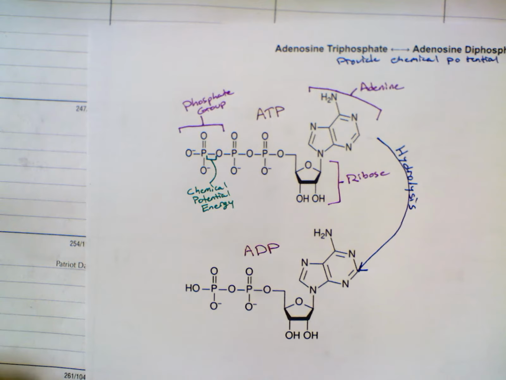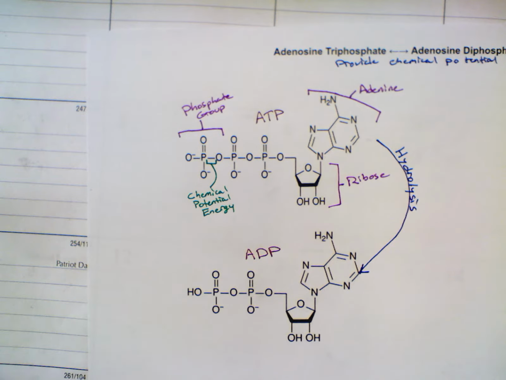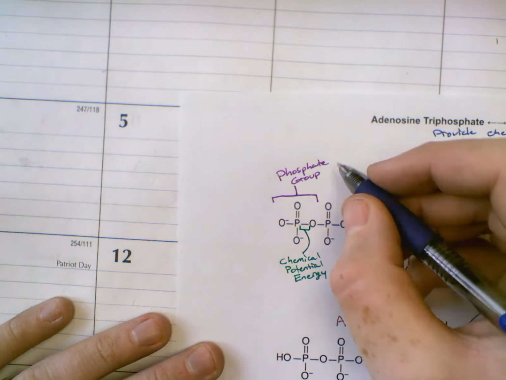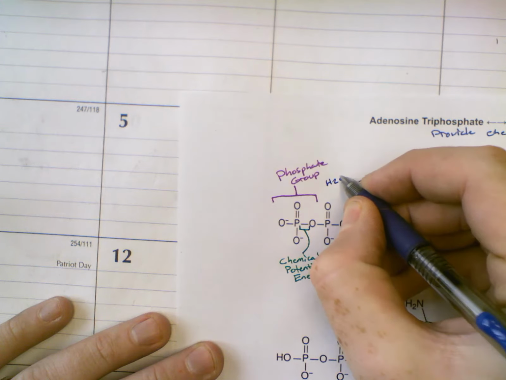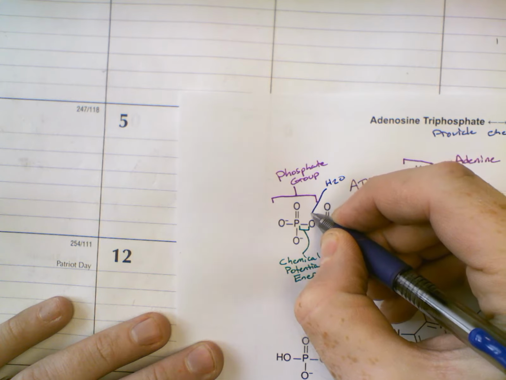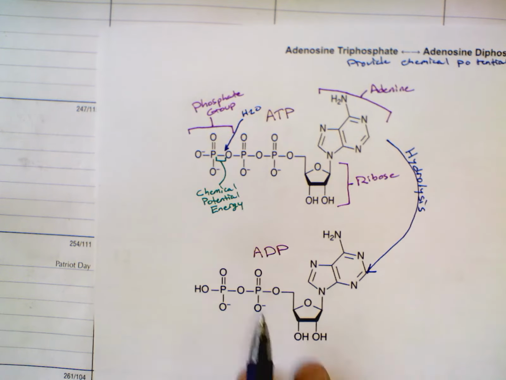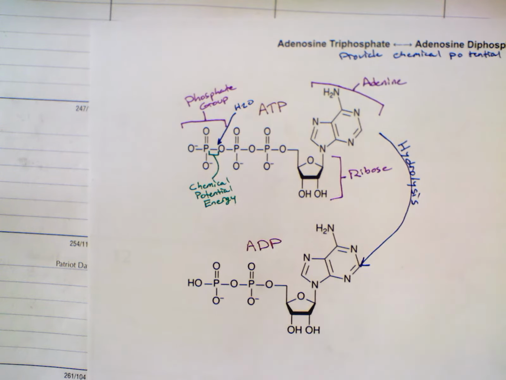All right, what's hydrolysis? We've got to remember. Yeah, it's the addition of water. So we're going to see water be added right here to this bond. And that is going to be the hydrolysis that is going to knock off that phosphate group.